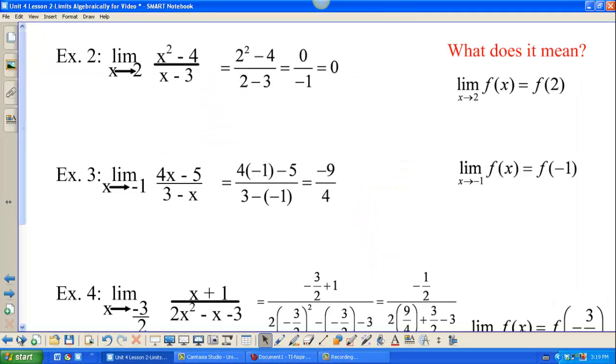So let's revisit. Notice on examples 2, 3, and 4, those are all rational functions. And when we input 2 for example 2, negative 1 for example 3, or negative 3/2 for example 4, we never got 0 as a denominator. Therefore, direct substitution was an appropriate strategy to evaluate these limits algebraically.